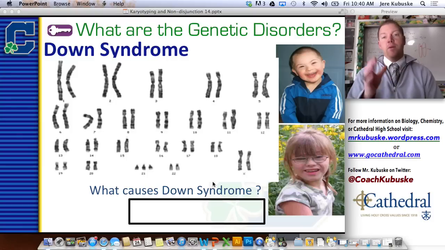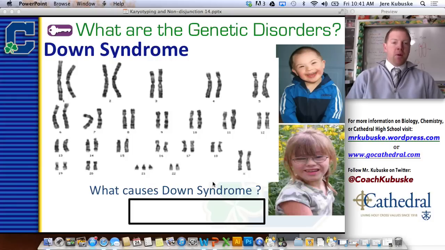For each one of these, I want you to give me the name, and then I'm going to give you the cause. You can write down the symptoms, I guess is the word to use, or the problems, but you don't have to, and that's why they're going to be written in green here. Okay. But what actually causes Down syndrome?